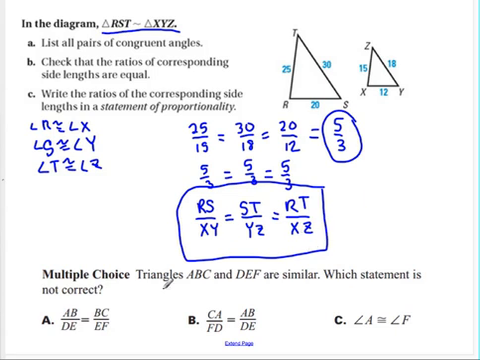Okay, multiple choice. Triangles ABC and DEF are similar. What statement is not correct? This looks good. We're using the first two letters over the first two letters equals the last two letters over the last two letters. This is first and last over first and last, and first and second over first and second. Those look fine. What's not okay with this is the first letter. This is the third letter. We could write angle A is congruent to angle D, or we could write that angle C is congruent to angle F. We don't necessarily know that angle A is congruent to angle F. So I'd say this one is not necessarily correct.